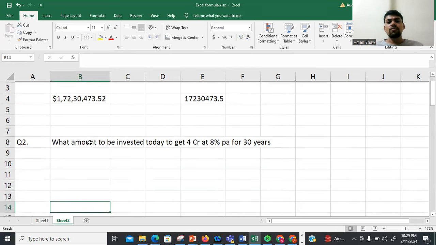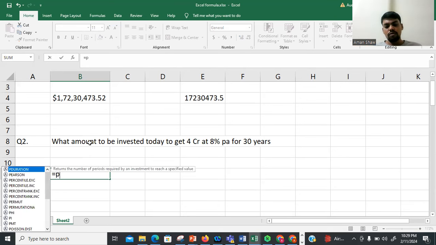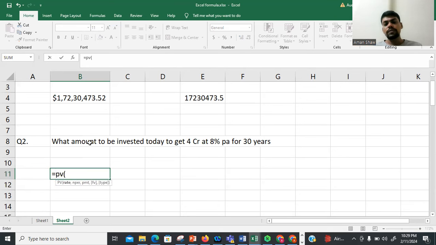The second question: what amount should be invested today to get 4 crores at 8% per annum for 30 years? The question has now changed. There is an 8% return, the period is 30 years, and the amount we will get is 4 crores. Then what amount do we invest today? That is the present value. So we'll use the present value formula here.